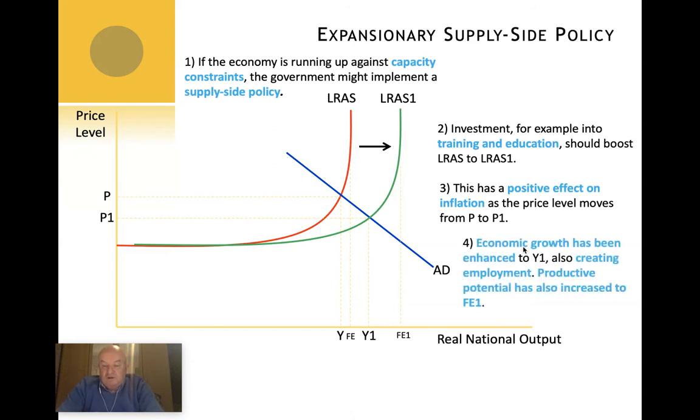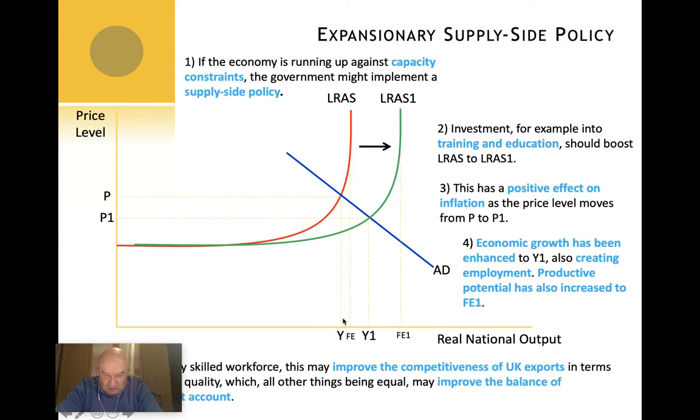Not only that, we've also enhanced economic growth, because in this instance we've moved from the initial output at Y, where we had our equilibrium point between long-run aggregate supply and aggregate demand at Y and price P. What's happened in this instance is that we've actually increased our productive capacity too. Okay, so we've created employment, and our productive capacity has also increased.